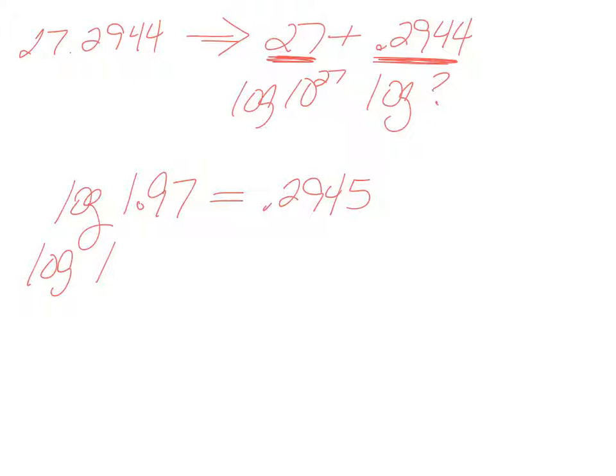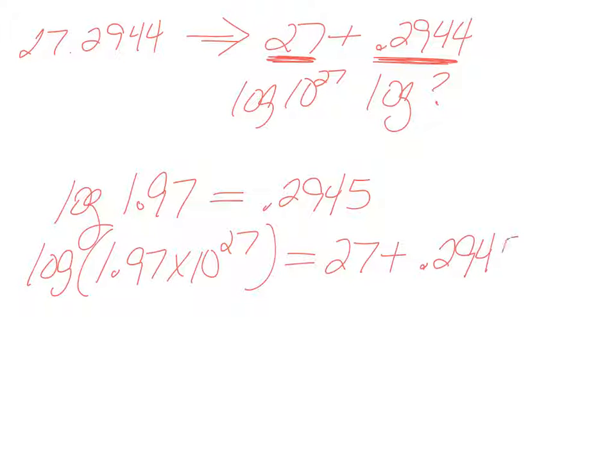So if we're at log of 1.97 times 10 to the 27th, that's like saying 27 plus 0.2945, which is 27.2945. Pretty darn close. So, therefore, as a final answer, our first problem said, what are these two numbers multiplied together?